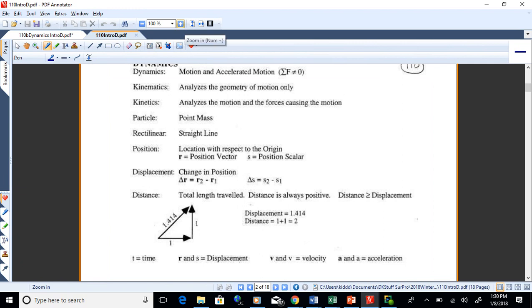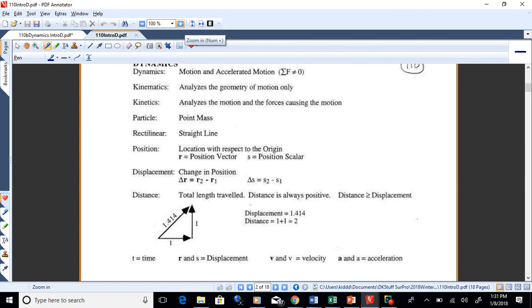All right, so dynamics is motion, and particularly accelerated motion. So in statics, the sum of forces is 0. That's an assumption in statics. In dynamics, it's not. So things get a little bit more complex. And that's why things accelerate, because the sum of forces is not 0.